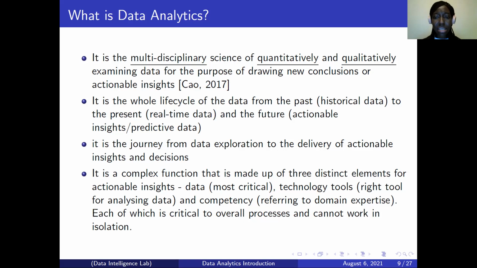So data analytics is encompassing, looking at learning from the historical data and real-time data, and then applying that to predict future data. Data analytics is the journey from exploration to actionable insights used for business decisions today, which has made big data become an asset for making strategic decisions.